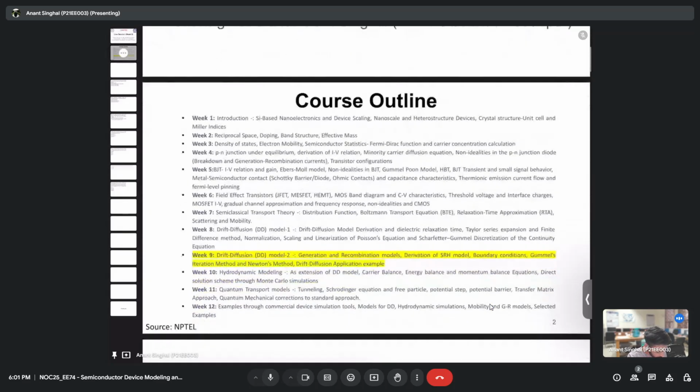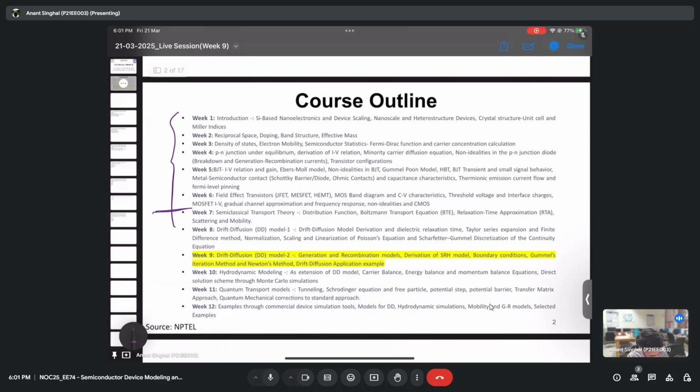As we are approaching the end of the course, we have already covered all the device physics, and we have moved towards the different models. Till week 6 was the physics and the devices, and we covered the MOSFET devices in quite some depth. Then we started with some of the transport theories, semi-classical transport. We also went towards the BTE, the Boltzmann transport equation.